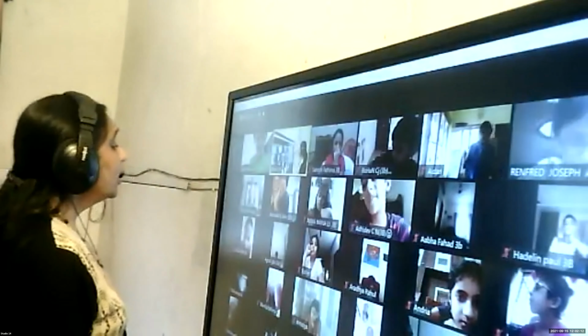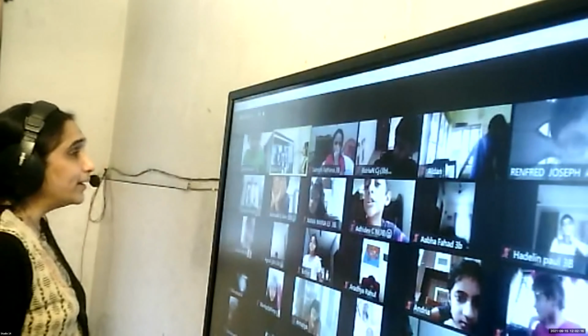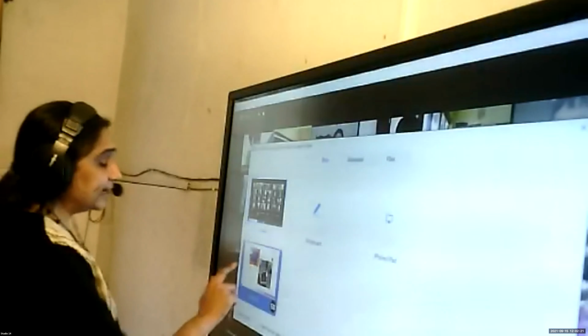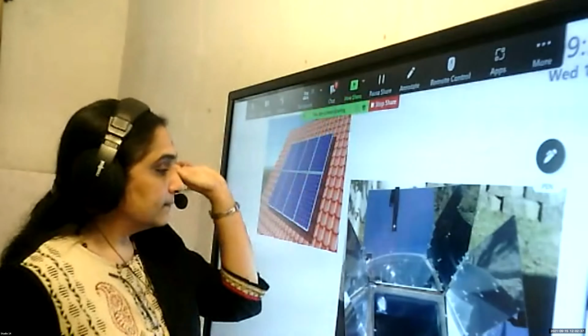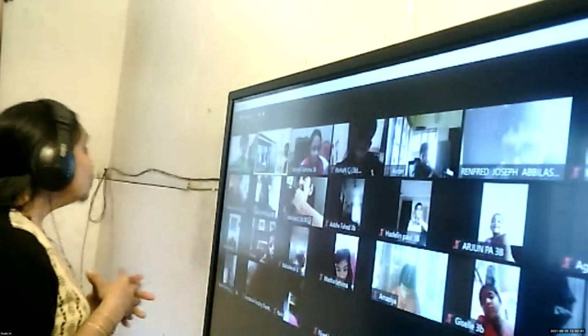Then another one, solar cooker. Solar cooker we are not using. It is not common in our areas. But in North India, during the summer seasons, the temperature will be very high at that time. So they are using this solar cooker for preparing food. There they are using the sunlight to cook food. Oh, yes. I didn't know that.